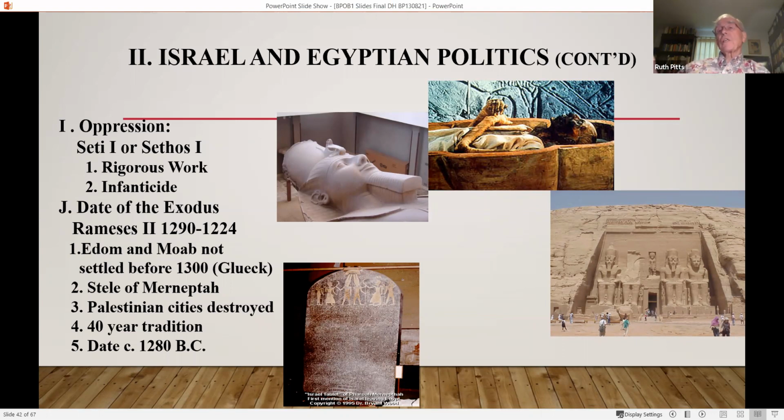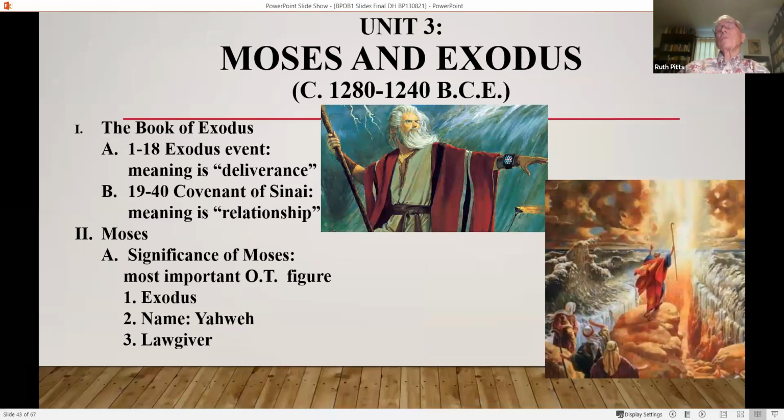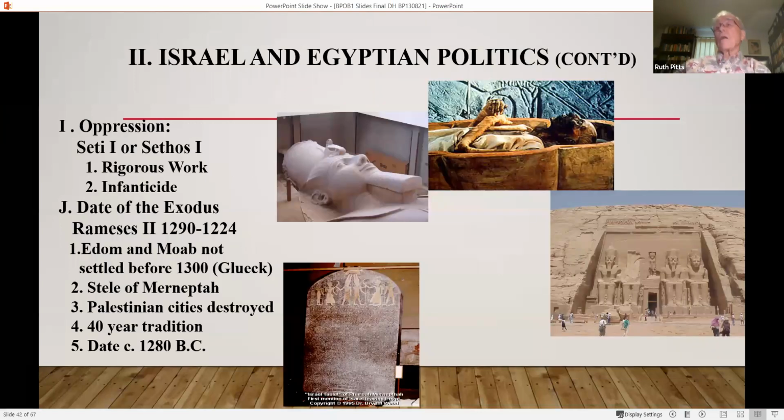We'll get to some of this again next time as we enter into Canaan. And then there's this 40-year tradition of staying in the wilderness. So this would give us a date of Exodus at about 1280 BC. There's a picture of Ramses in the coffin, and then he is recognized at Abu Simbel as well.